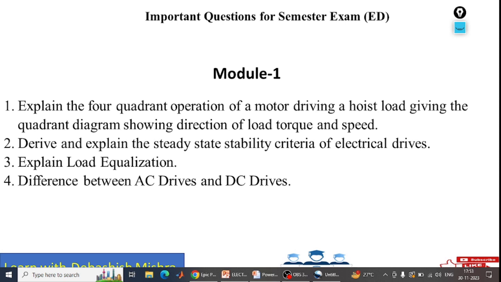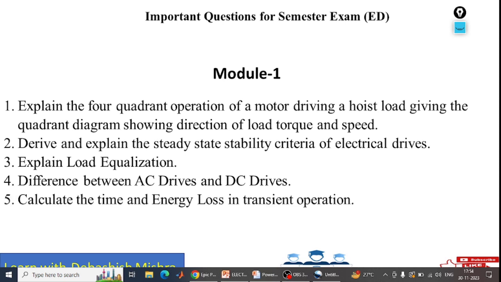Difference between AC drive and DC drive. This is also of 2 types: it may become a 5-mark question or it may come as a 2-mark question. So you prepare for minimum 10 points. If it is a 2-mark question, write 4 to 5 points. If it is a 10-mark question, then you prepare for 10 points. Then calculate the time and energy loss in transient operation.